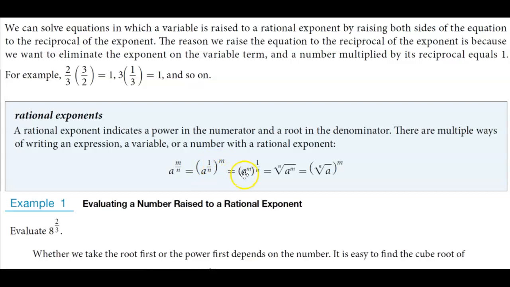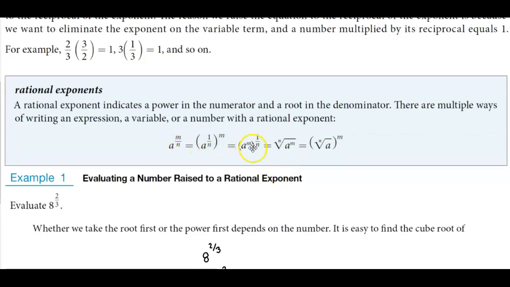Or we can say that a to the m has a power of 1 over n. And we can rewrite this: the denominator of the fraction is always the index of the radical sign, and the numerator is always the exponent of the radicand. We can also say that this is the nth root of a raised to the mth power.